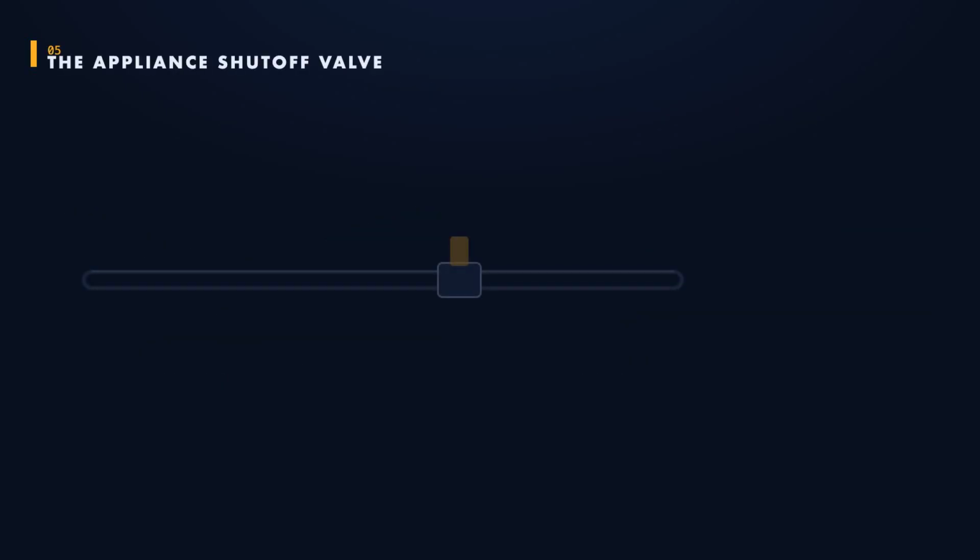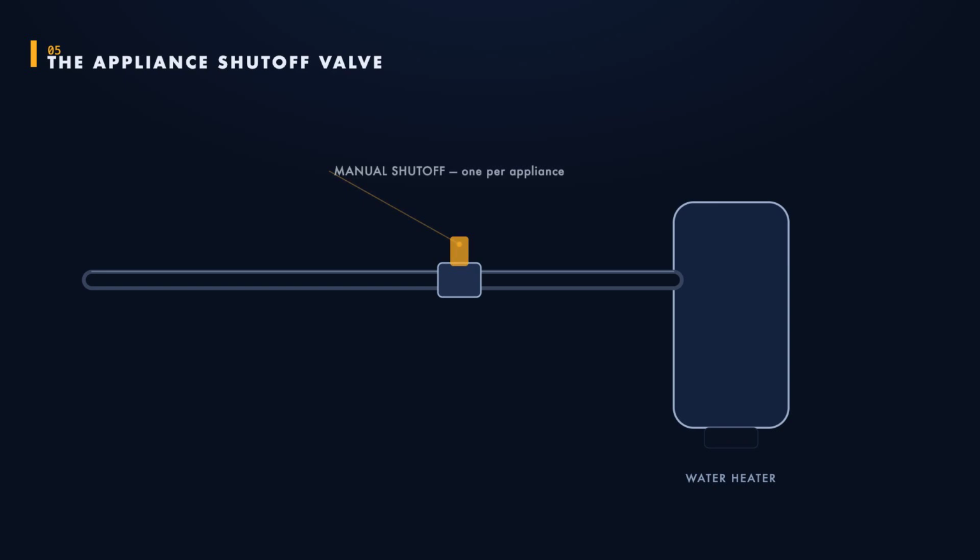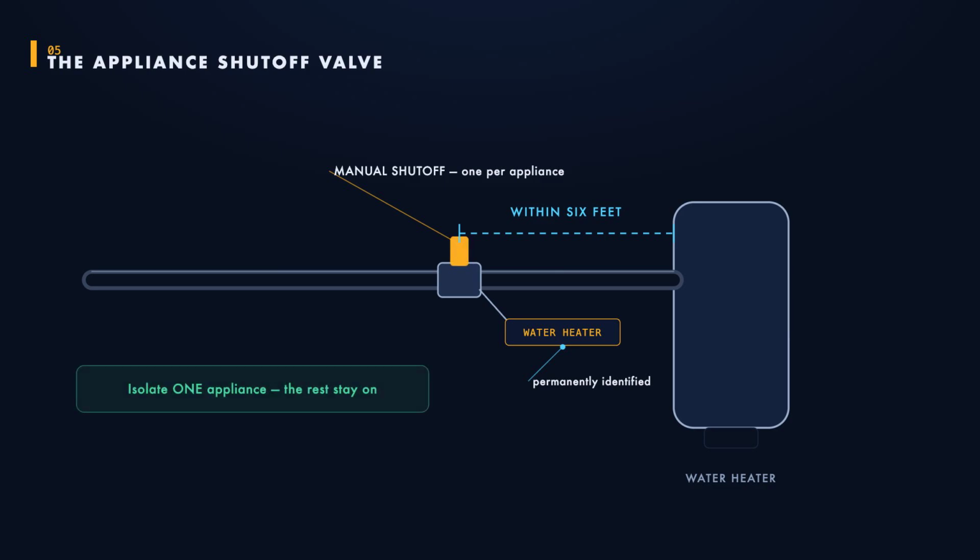Every appliance gets its own manual shutoff valve. The code wants it within 6 feet of the appliance it serves, readily accessible and permanently identified. Its purpose is isolation. You can service or replace one appliance while every other appliance in the building keeps its gas. For a decorative appliance in a fireplace, the valve stays out of the firebox unless it is listed for that location. And keep the roles straight. The appliance shutoff is a service valve, not an emergency valve.